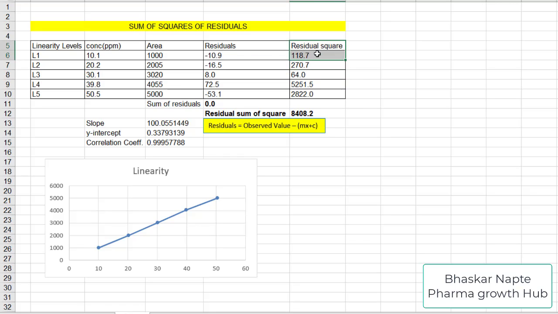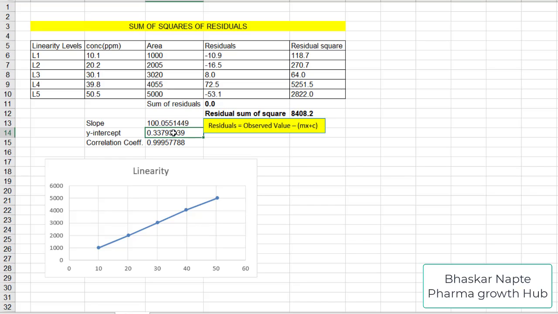So first the square of all residuals is calculated, and then the summation of these squares of residuals is estimated and found to be 8408.2, and this summation is never going to be equal to 0, as in the case of the sum of the residuals. I hope you understand why the residual sum of squares is calculated and not only the sum of residuals.